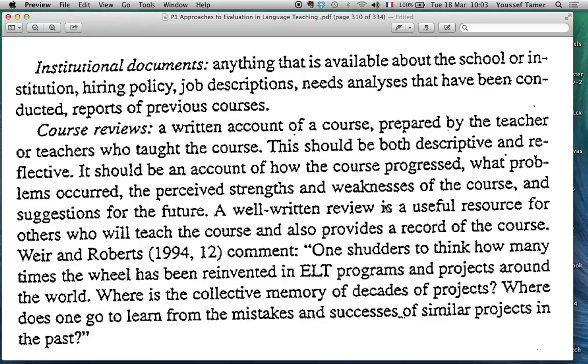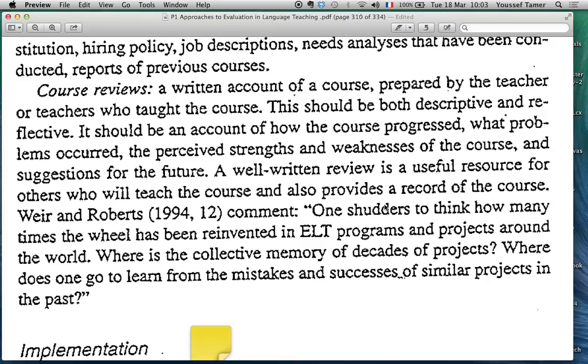Institutional documents refer to the administration here: school, hiring policy, job descriptions, needs analysis, and so on. Course reviews should be both descriptive and reflective. For example, a teacher who teaches one unit or course in that program writes a report about how he felt about the course, the development of the course, and problems he faced. It should be descriptive and reflective. Okay, recommendations.